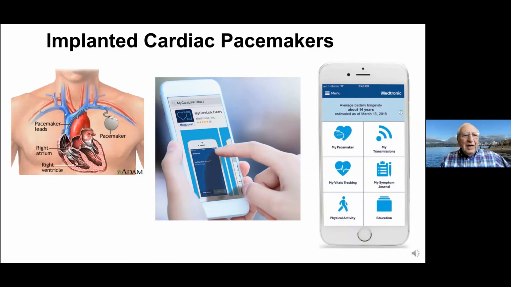Similarly, in the medical domains, implanted cardiac pacemakers are shifting from autonomous devices to being ones that are controlled by patients through their iPhones or by physicians and data collected by Medtronic or the companies that manufacture these devices.